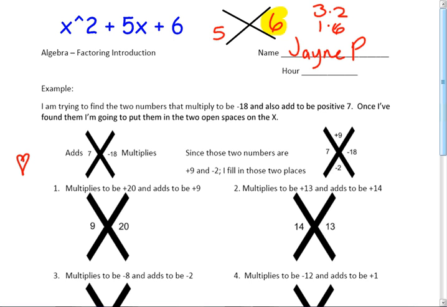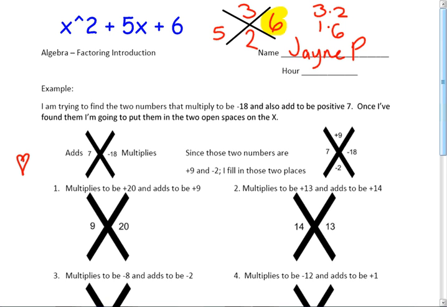Now, what we want to do is pick the pair of numbers there that add up to 5. Which ones will add up to 5? The 3 and the 2 or the 1 and the 6? The 3 and the 2. Those go in the other places on the X. It doesn't matter. One goes there, one goes below there. So that's what our goal is.